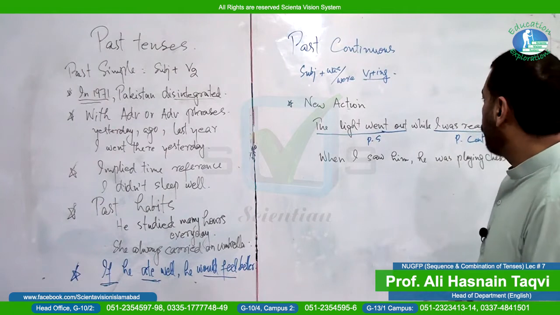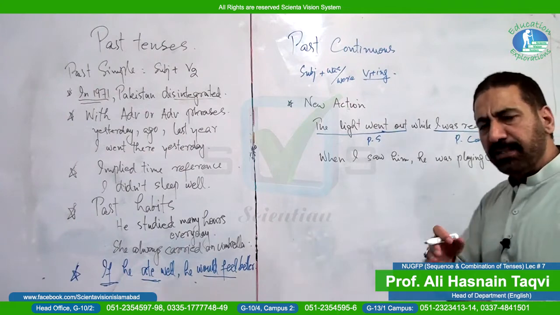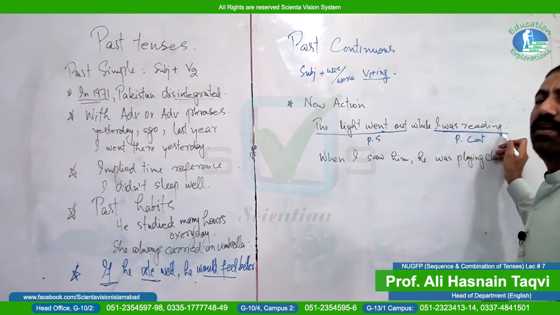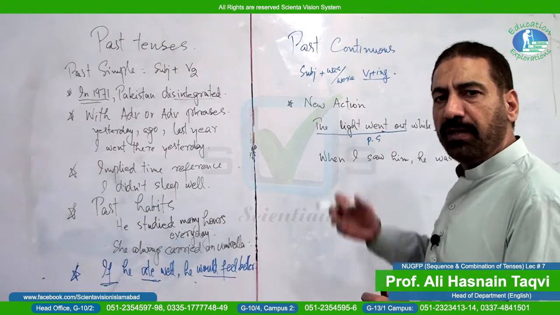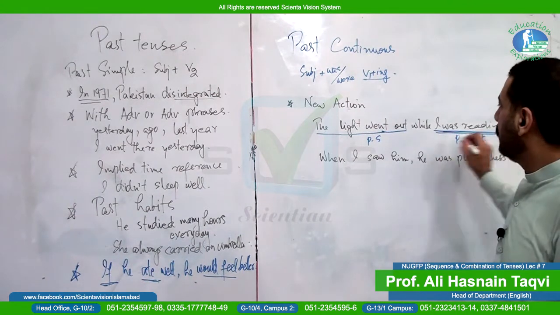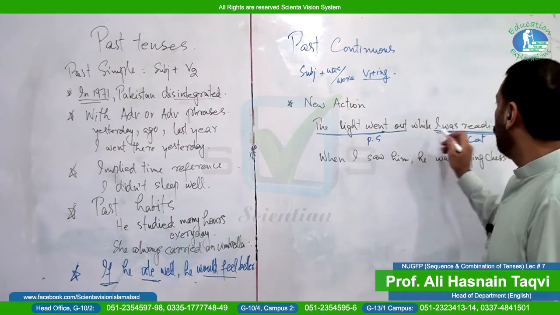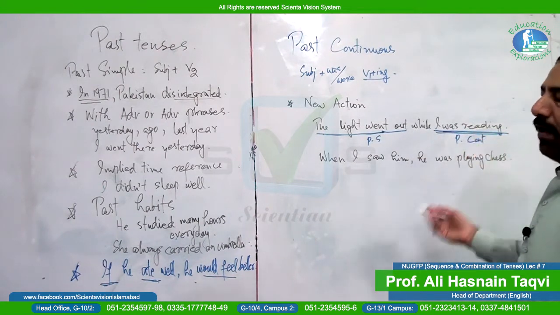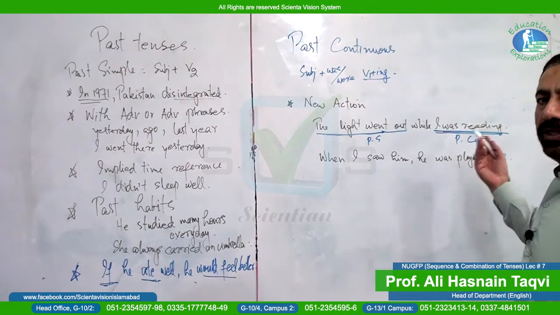Please learn this rule. Whenever you have two actions and your one action actually deals with a stretched action, like the one which continues for longer duration, and the other instantly happens while you were doing something else. There you require for the longer action past continuous, and for the instant action past simple. So the light went out while I was reading. You cannot say the light was going out while I read. Obviously light just went out, and then you were doing something at that time.